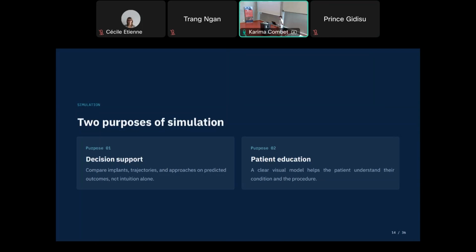The second use is also patient education. If we show the patient, during the interview with the surgeon before the surgery, this is your diagnosis, this is your pathology, we will do this intervention like that and like that, it will help the patient to understand the surgery better, and also to be more comfortable with the idea of going to the OR.